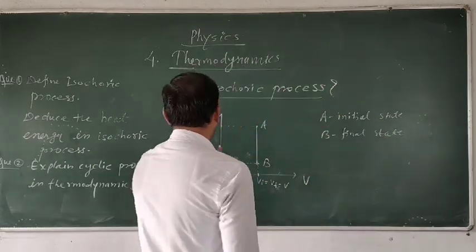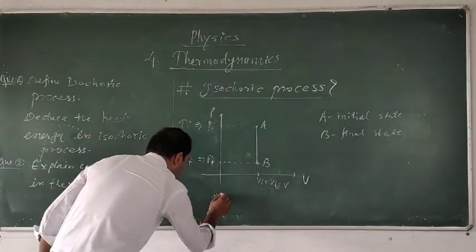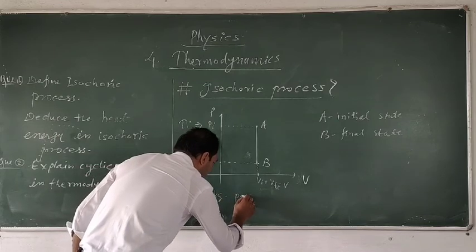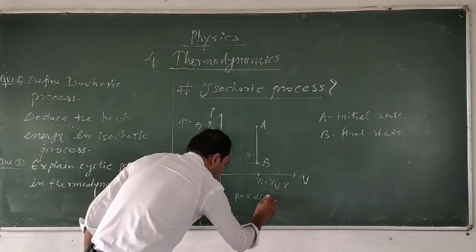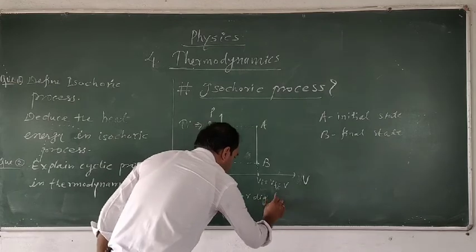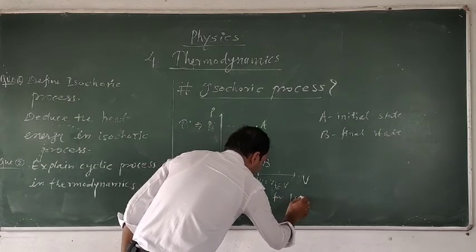So this is the graph, this is the PV diagram for the isochoric process.